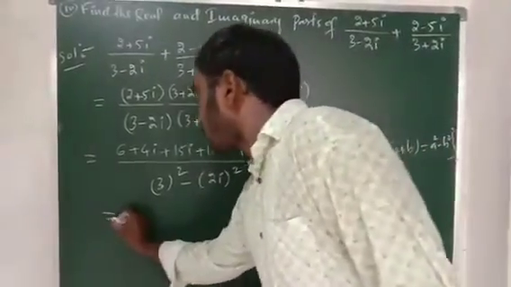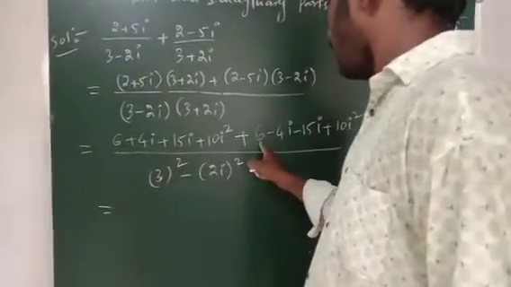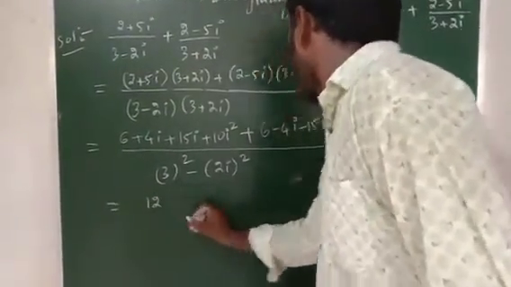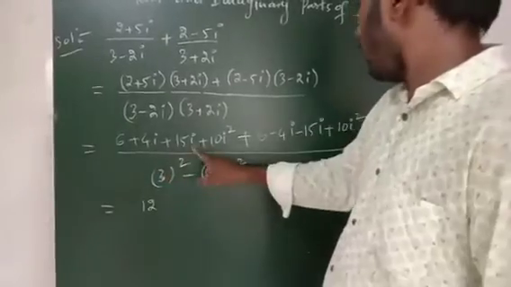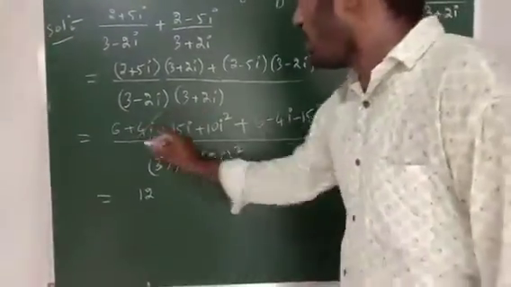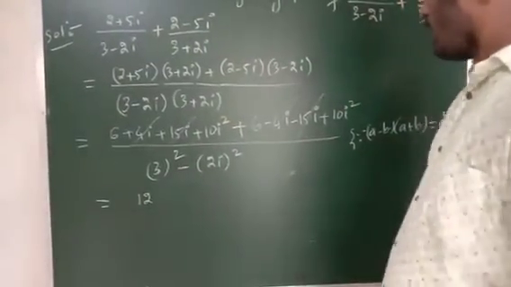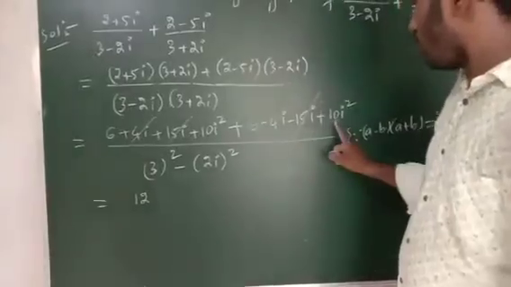So this is equal to 6 plus 6, which is 12. Next, 4i plus 15i minus 4i minus 59. 4i minus 4i gets cancelled. 59 minus 59 gets cancelled.